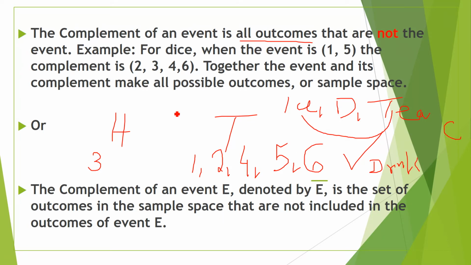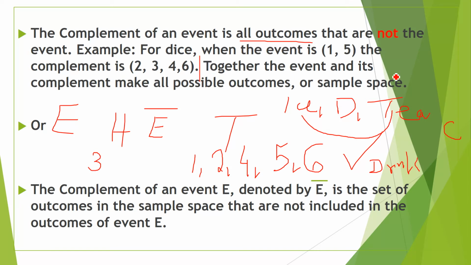Now I will read. The complement of the event is represented by E bar, while the event is represented by only E. The complement of an event is all outcomes that are not the event. Example for a die, when the event is 1 and 5: out of 6 possibilities, if 1 and 5 is the event, what is the complement? All the remaining numbers. So 2, 3, 4, 6 is the complement.